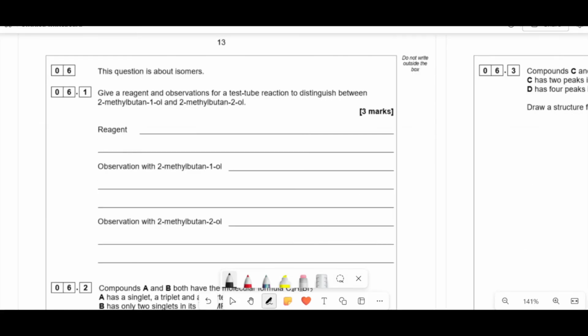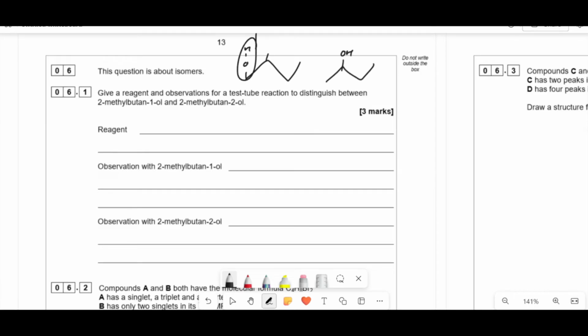Okay, so this question is about isomers. Give a reagent and observations for a test tube reaction to distinguish between 2-methylbutan-1-ol and 2-methylbutan-2-ol. What you should do is always compare the two that you're working with first, right? So it's butan-1-ol, so there's an OH here, and there's a methyl here. Whereas the other one is 2-methylbutan-2-ol, so it's this with a methyl and the OH here.